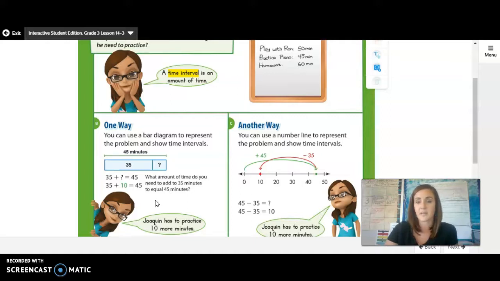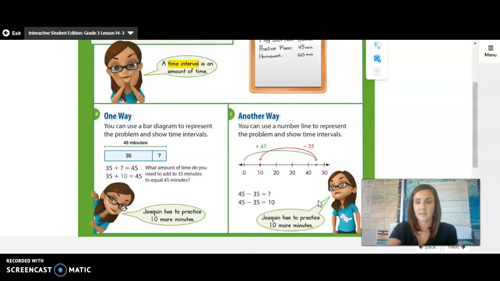They're also showing you ways that you can do this on a number line to get to your answer of 10 minutes. So kind of going backwards and using subtraction. Well, if he had a total of 45 minutes, he already used that 35. How many will be left? We have 10 minutes left here.